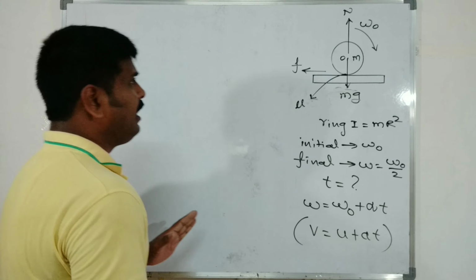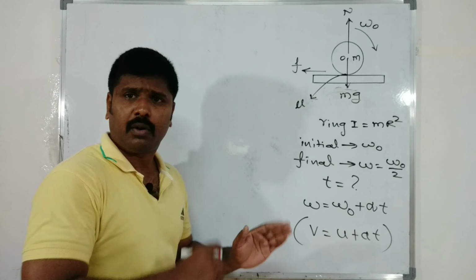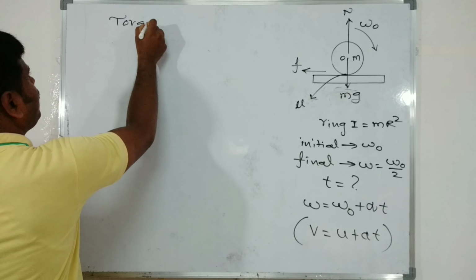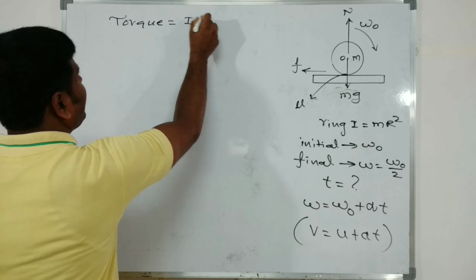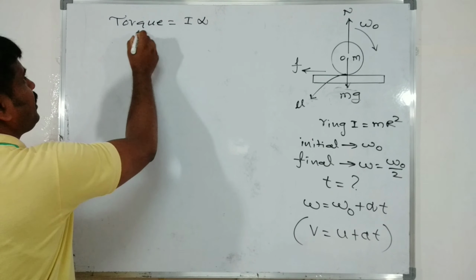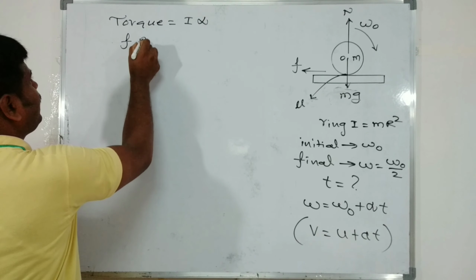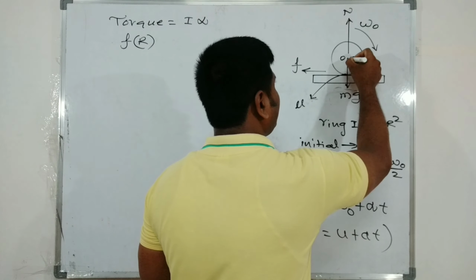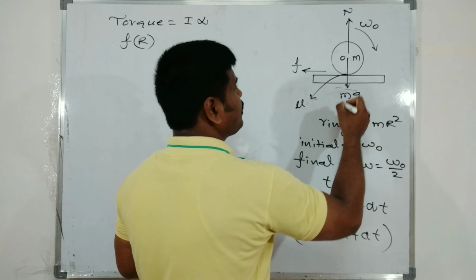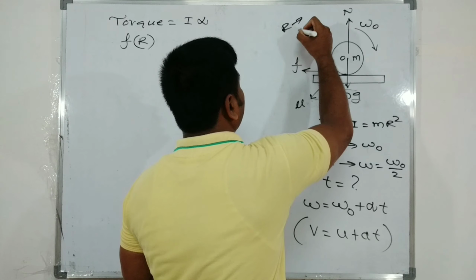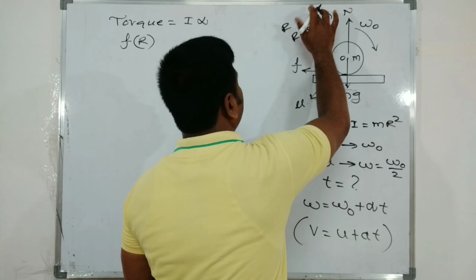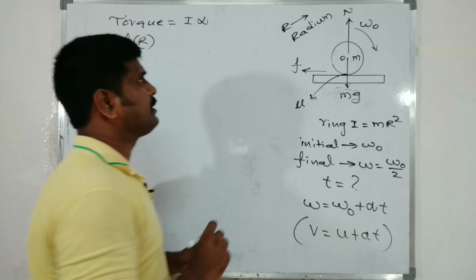For this, consider the torque acting on the rotating ring. The torque formula: torque is equal to I alpha. Torque is force into perpendicular distance. The force is the frictional force and the perpendicular distance is the radius. So R is taken as the radius.